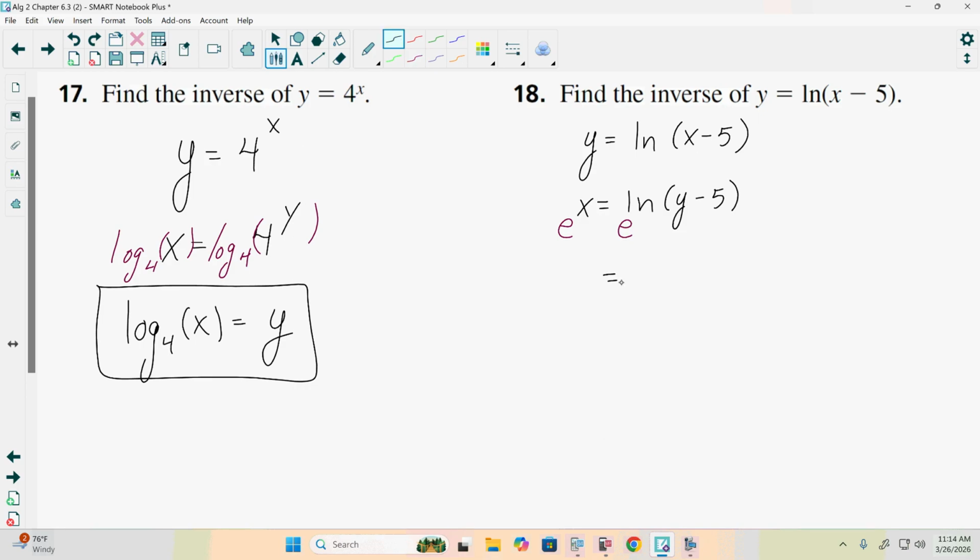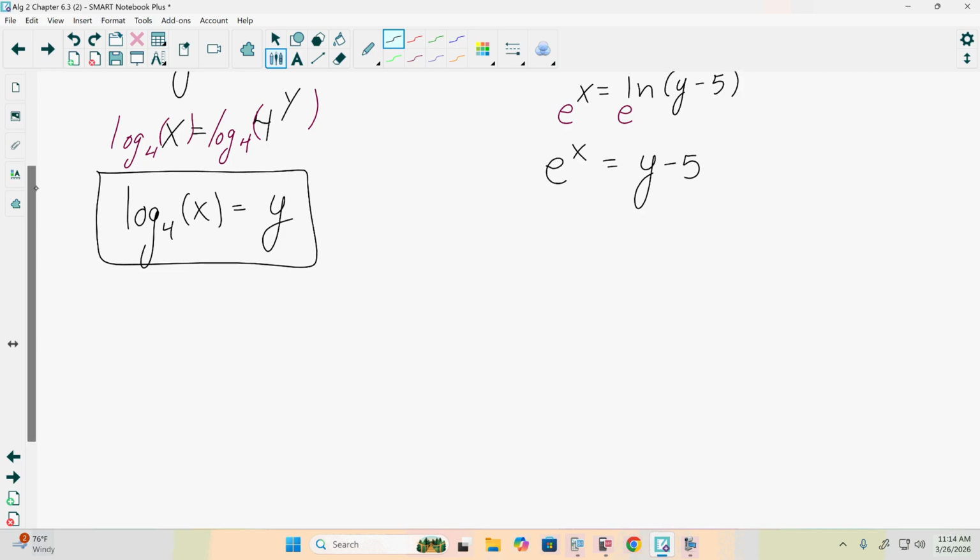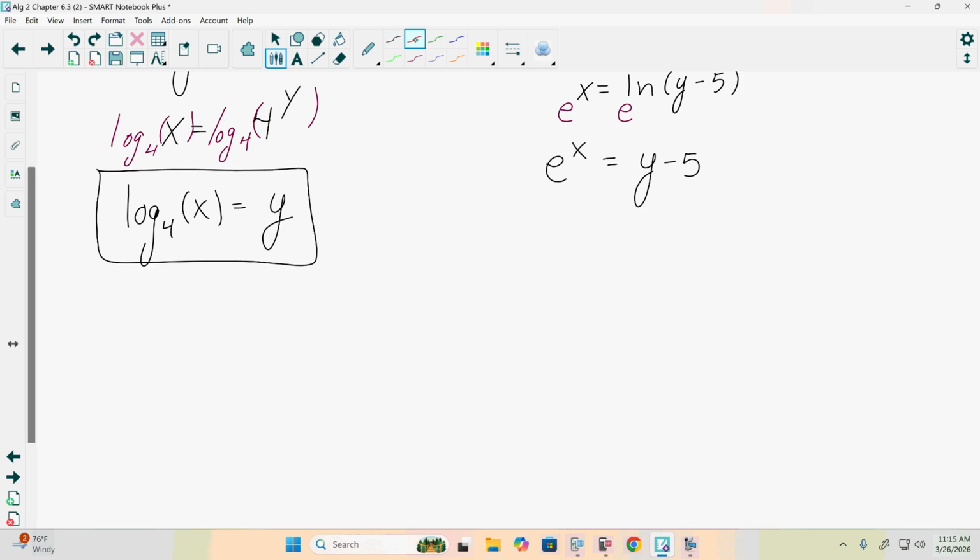Because e to the natural log of y minus 5, the e in the natural log will simplify out, leaving us with y minus 5. However, e to the x is going to be just e to the x. Is y by itself? Well, no. What do we need to do? Plus 5. Telling us y equals, and since it didn't start in function notation, we're not going to end in function notation.